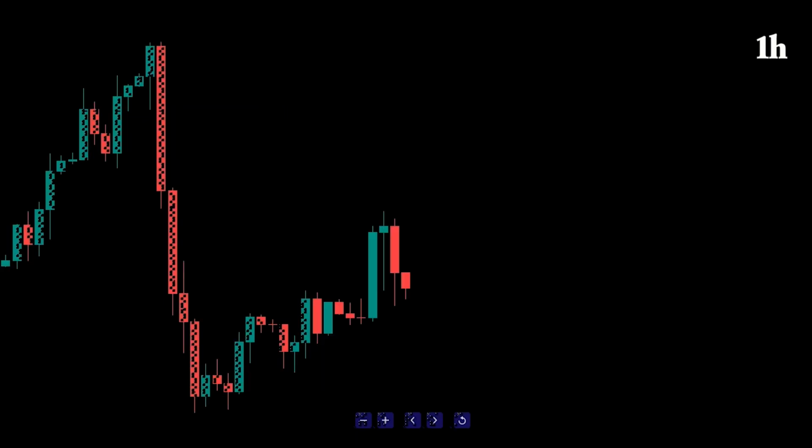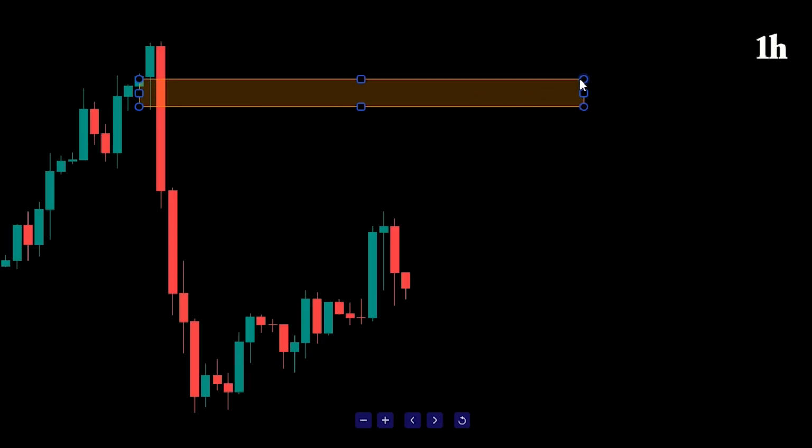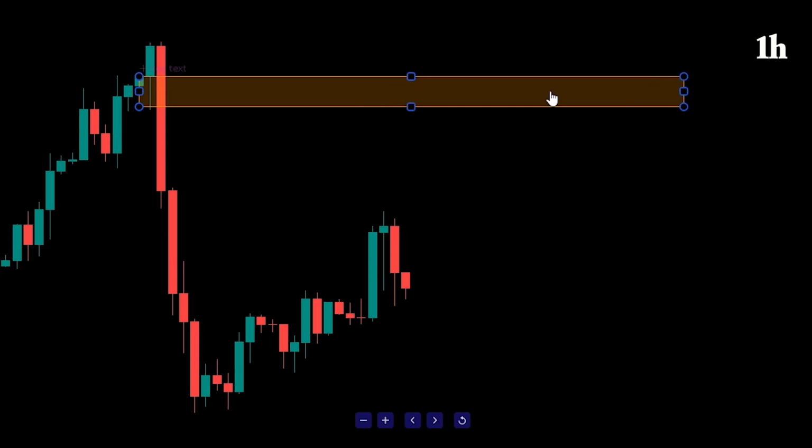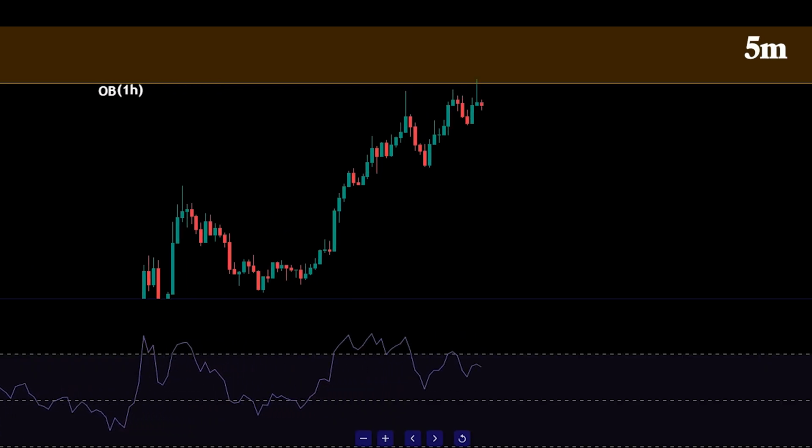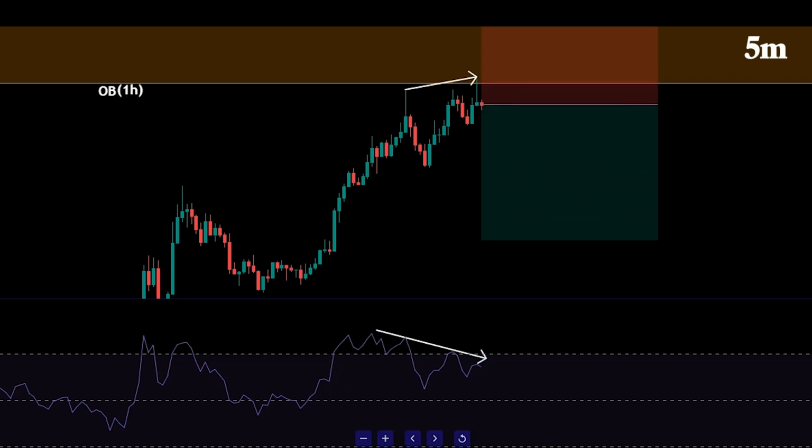Another example. First, identify the order block zone on the 1-hour time frame and mark it. Then, move to the 5-minute time frame to look for divergence. Once divergence forms and is confirmed by candlestick patterns, you can confidently enter your position.